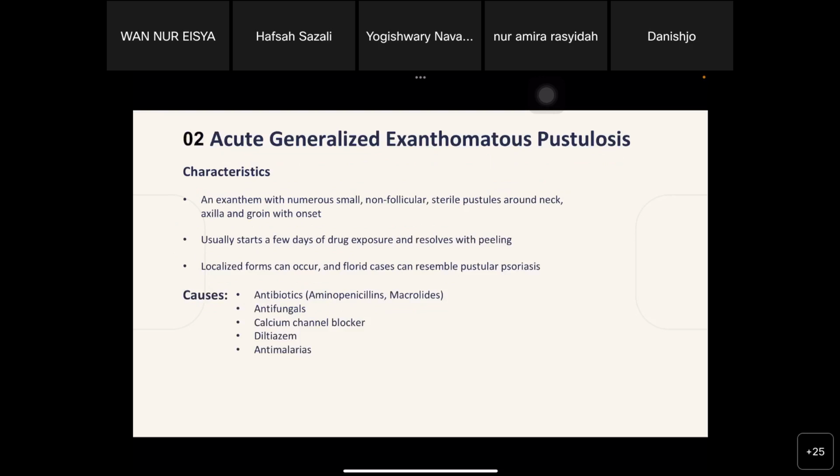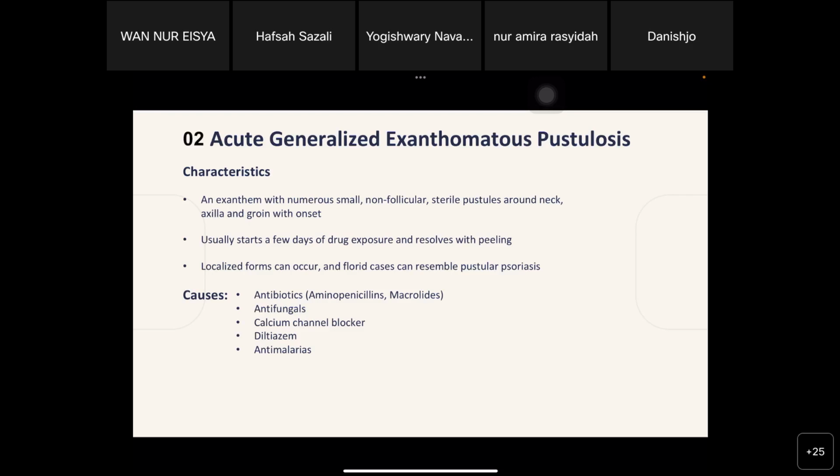The second type of cutaneous drug reaction that I'm going to present is acute generalized exanthematous pustulosis. This one is characterized by an exanthem with numerous small, non-follicular, sterile pustules around the neck, axilla, and also groin, with sudden onset. It usually starts a few days after drug exposure, and it goes by with peeling as the skin resolves. Localized forms can occur, and florid cases can resemble pustular psoriasis.